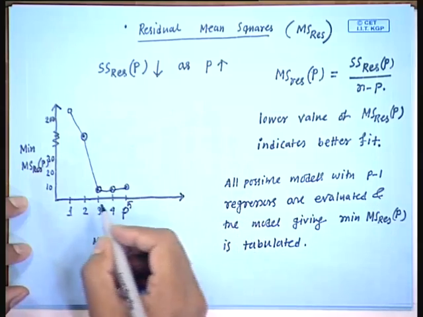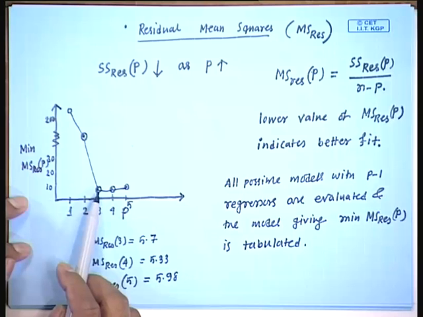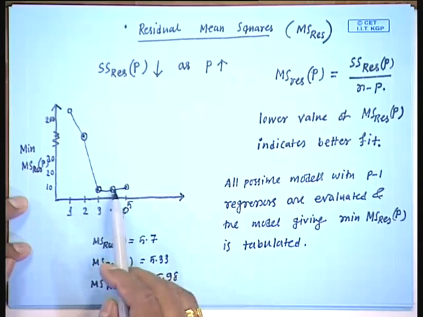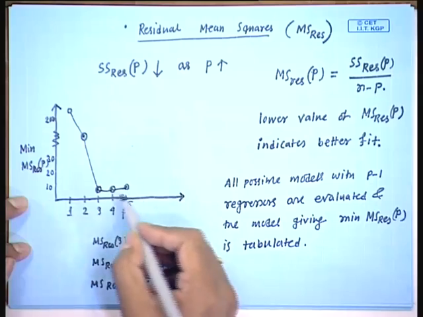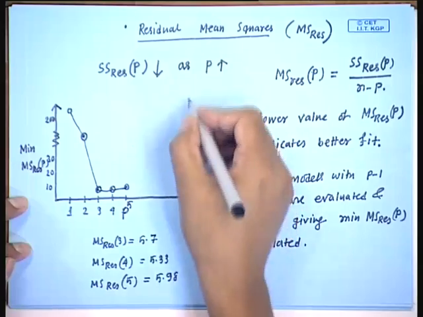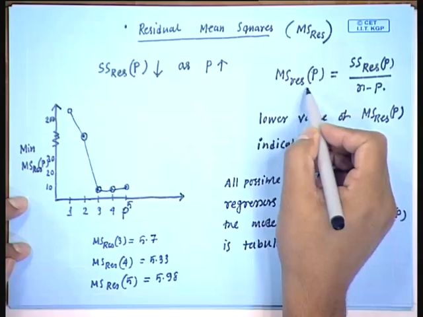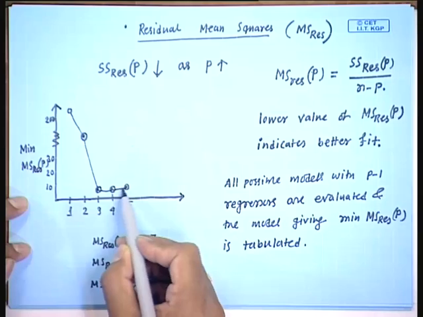5.98. So, what happens here is that initially MS residual decreases and then it stabilizes for some time and then it may increase also. So, here it is increasing a little bit from 5.33 to 5.98. This is because for SS residual it is not true. SS residual is always a decreasing function, but the same is not true for MS residual. So, it may increase also.